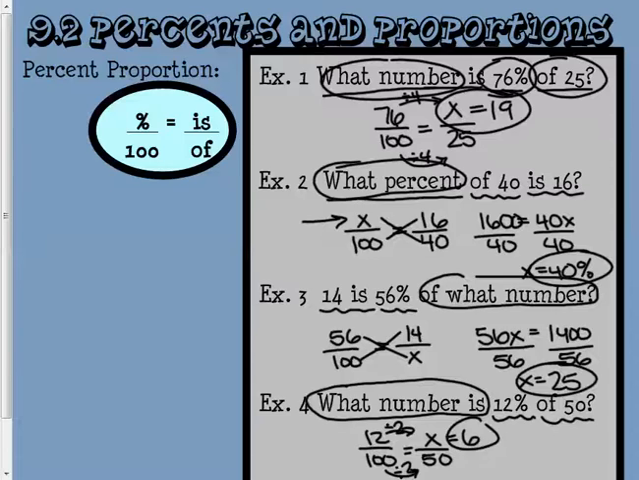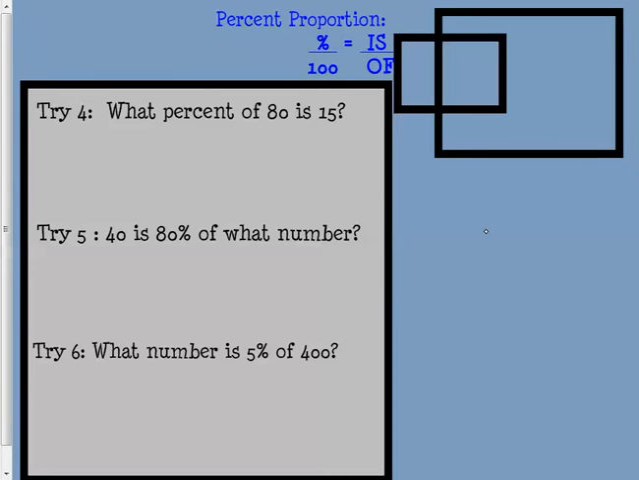All right, you're going to try a couple for me, and I will be back in just a second to show you what I did. Make sure you write each one down and try to use our percent proportion. If you want to use the 6th grade way or proportions with cross products, either way will work. I will be back in just a second.